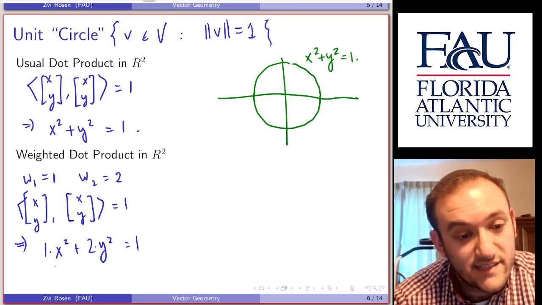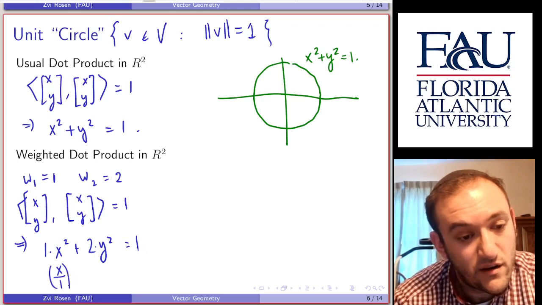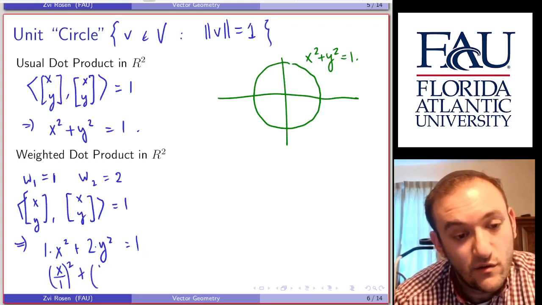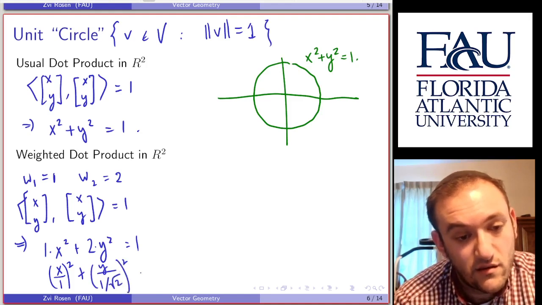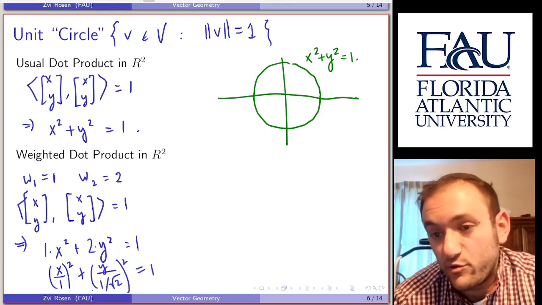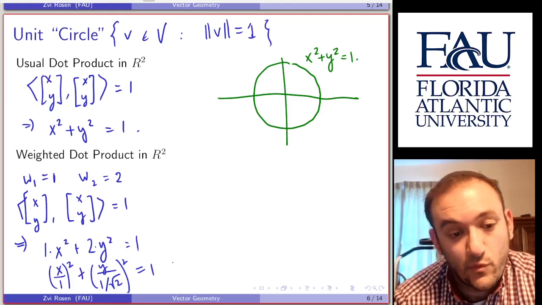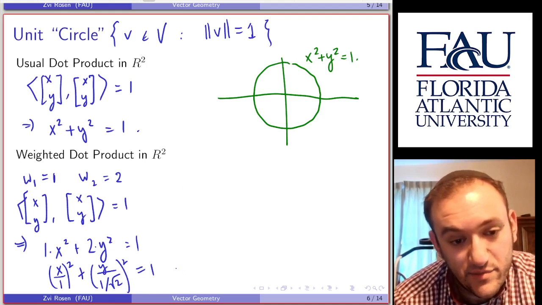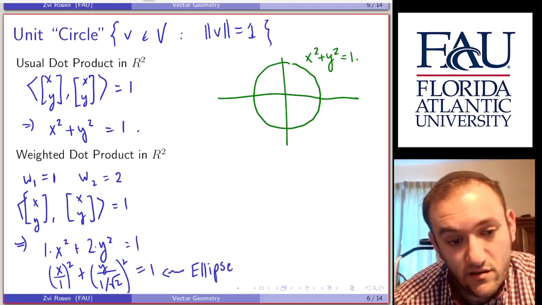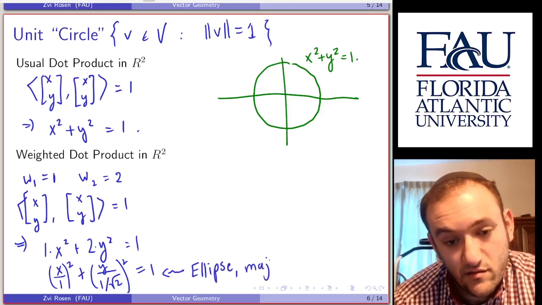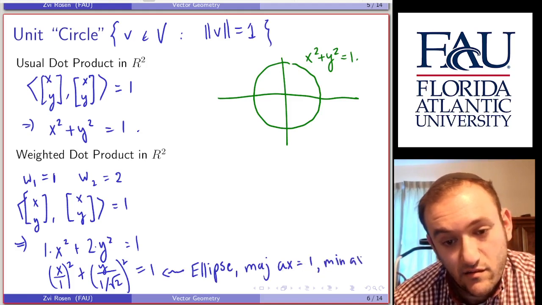We can reformulate this as x over 1 squared plus y divided by 1 over the square root of 2 squared equals 1. And you'll recognize this as an equation for an ellipse. So this is an ellipse with major axis 1 and minor axis equal to 1 over the square root of 2.